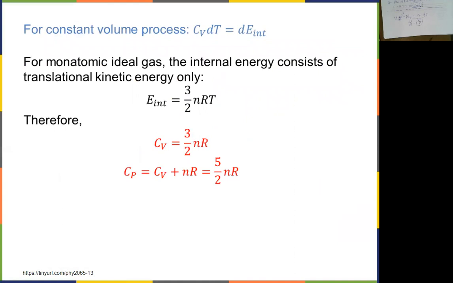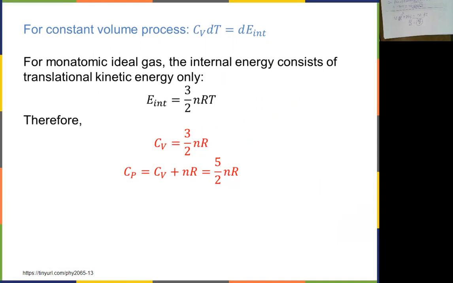All right. So Cv dT equals the derivative of internal energy change, okay? So this is for a constant volume process, okay? Now look at a monatomic ideal gas. The internal energy consists of just the kinetic energy only. So it's 3/2 of nRT, okay? So then Cv is equal to 3/2 of nR. Now Cp should be equal to Cv plus nR. So that's 5/2 of nR.